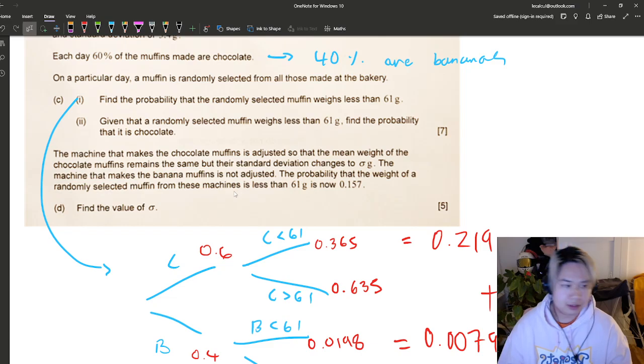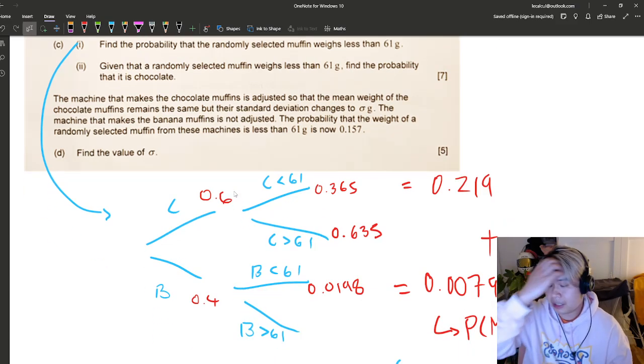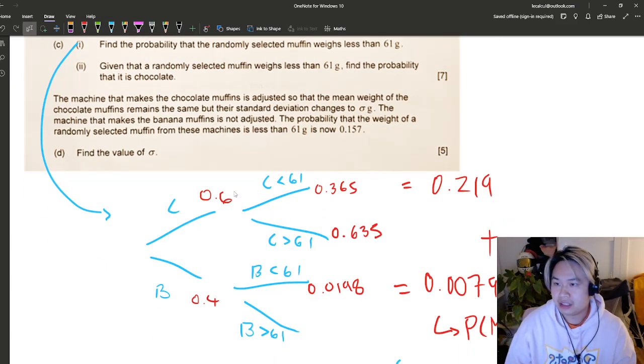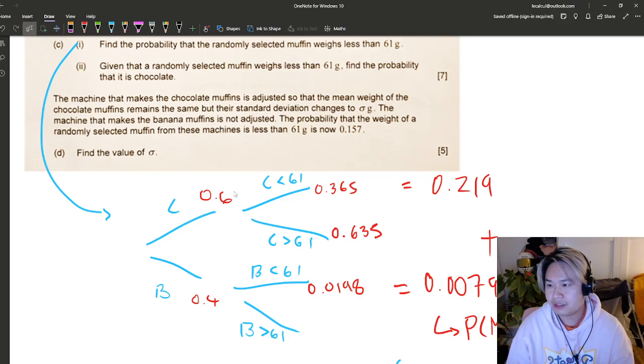Okay, and then this is the final question. Lots of time to spare. We've got a machine that makes chocolate muffins, adjusted so that the mean weight of the chocolate muffins remains the same, but their standard deviation is going to change. Okay, I think I've seen this question before.